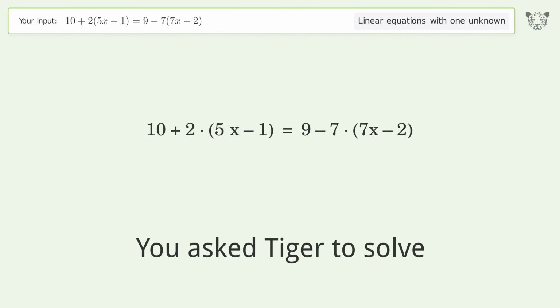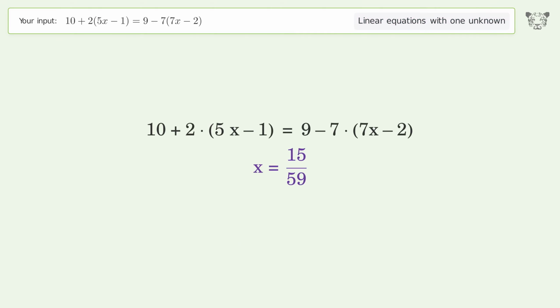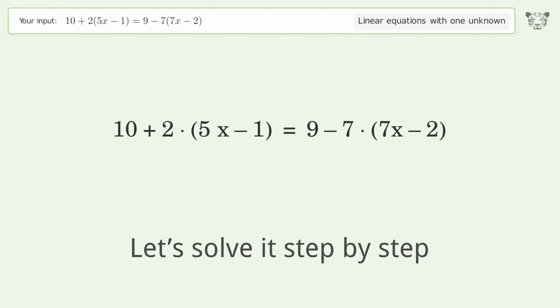You ask Tiger to solve. This deals with linear equations with one unknown. The final result is x equals 15/59. Let's solve it step by step.